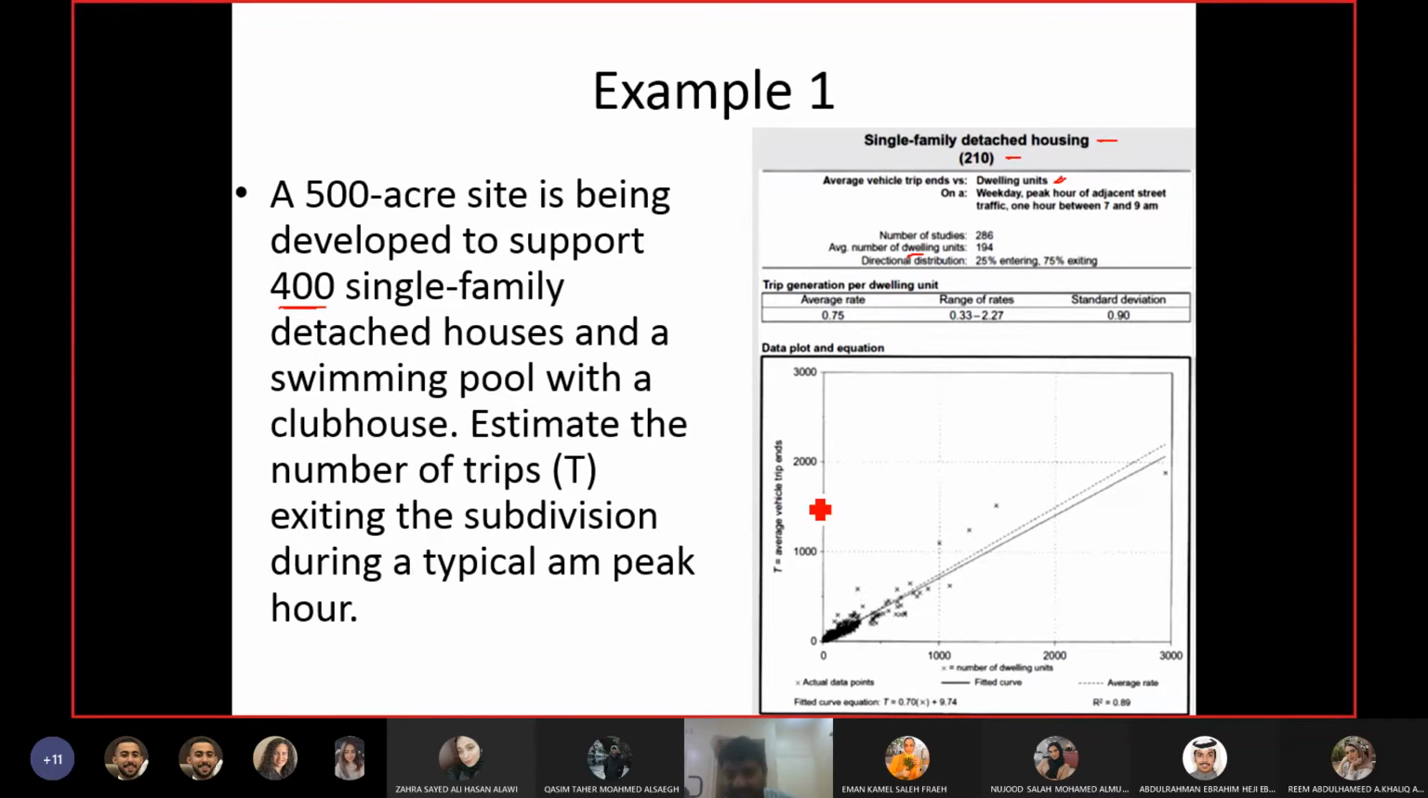You can see the lines represent the equation, and the actual data are these points. The dotted line is the number of trips calculated using the average rate, and the solid line is the number of trips calculated using the equation. This is the equation.